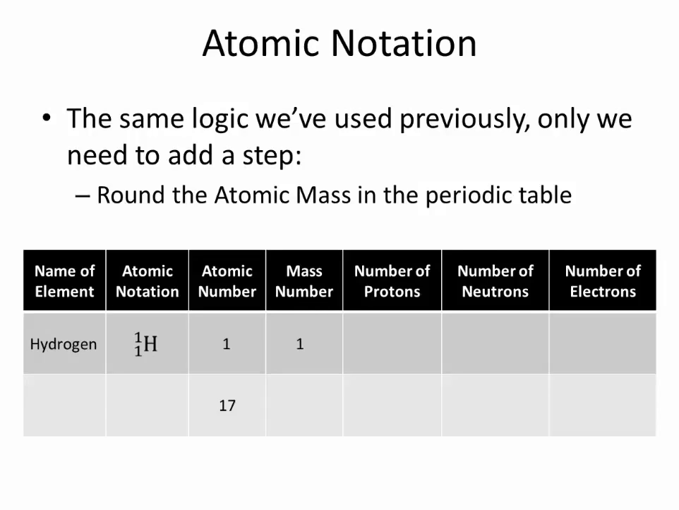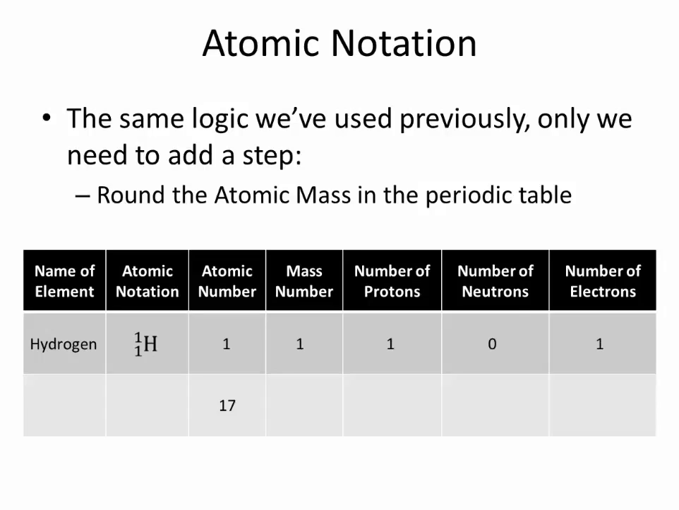We could then go through, as we have before, and state the number of protons, neutrons, and electrons. The number of protons is equal to the atomic number, 1 proton. For number of neutrons, we take the mass number and subtract the atomic number. Therefore, in this case, hydrogen has 0 neutrons. And the number of electrons, as always, is equal to the number of protons for an atom, 1 electron.